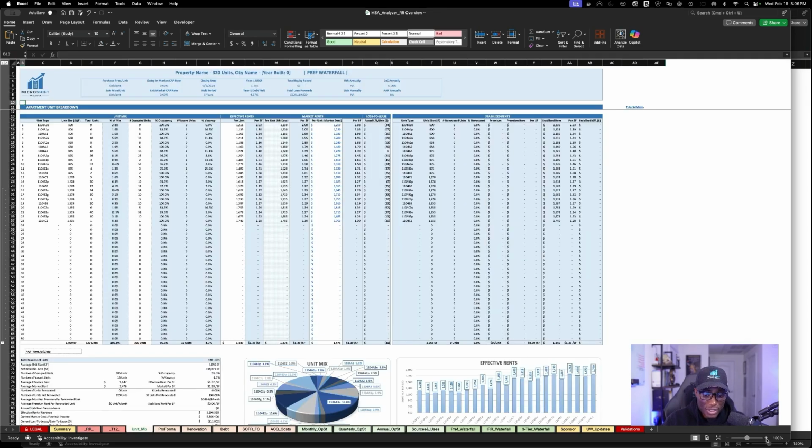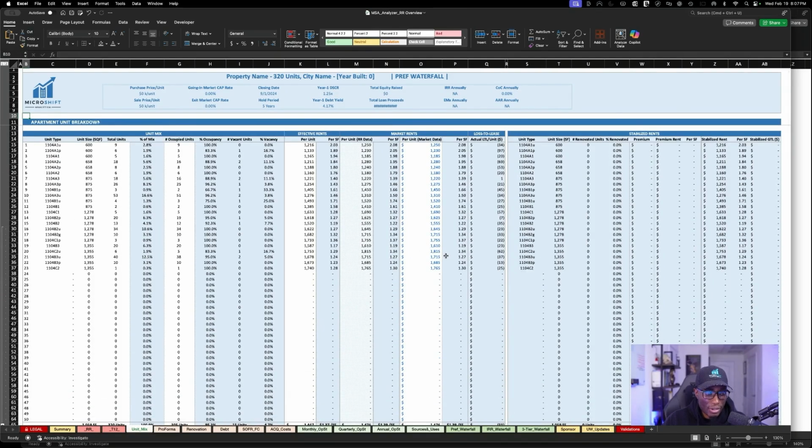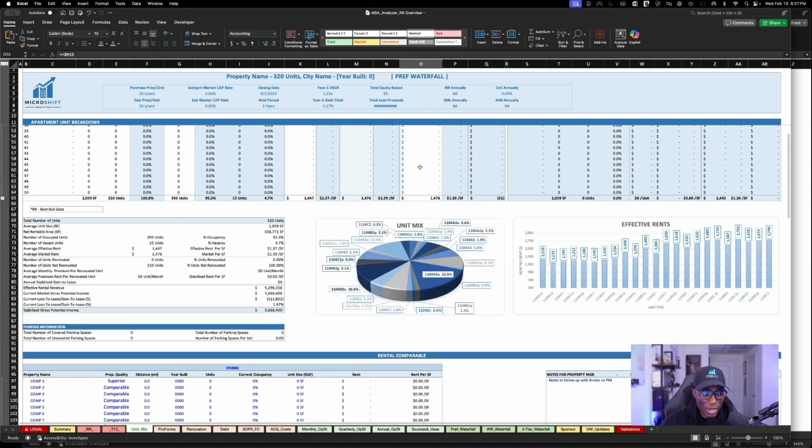If I go into the unit mix table, the MSA Analyzer does a comprehensive breakdown of that rent roll into a unit mix table. Earlier, I mentioned that when you look at the market rents, it tells you what the current property manager thinks those units should be rented for. But you have to do your own comp analysis.